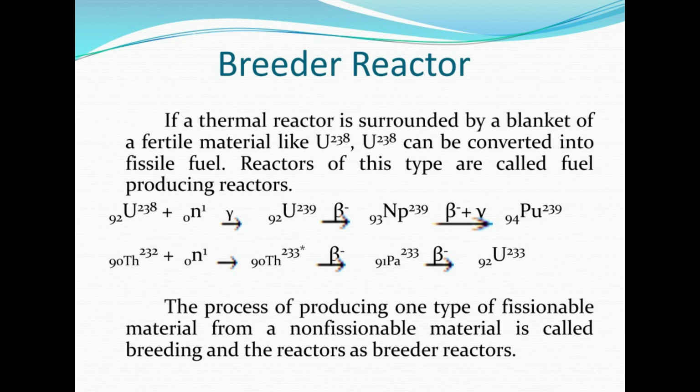In the second reaction, thorium-232 captures neutron to form thorium-233. It emits beta particle to form protactinium-233. Protactinium-233 again emits beta particle to form uranium-233. Thus, non-fissionable thorium-232 is converted to fissile uranium-233. This process of producing one type of fissionable material from a non-fissionable material is called breeding, and the reactors as breeder reactors.